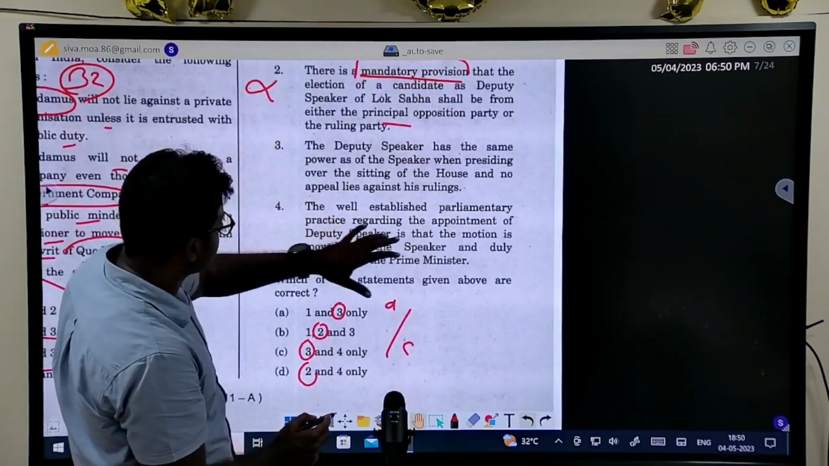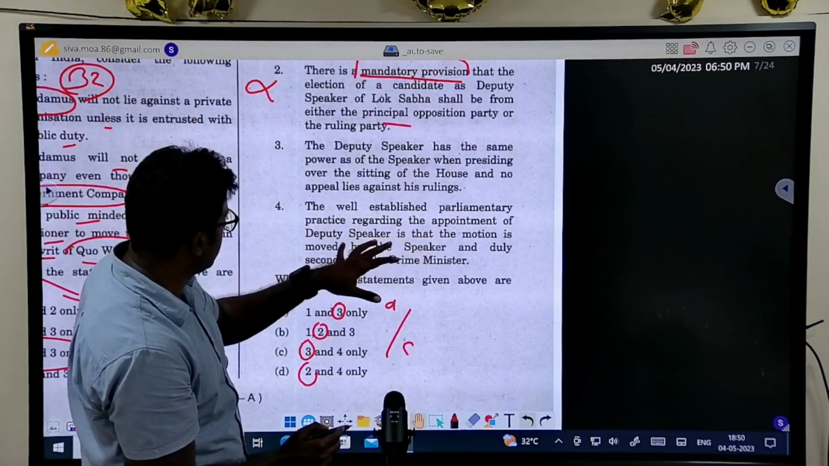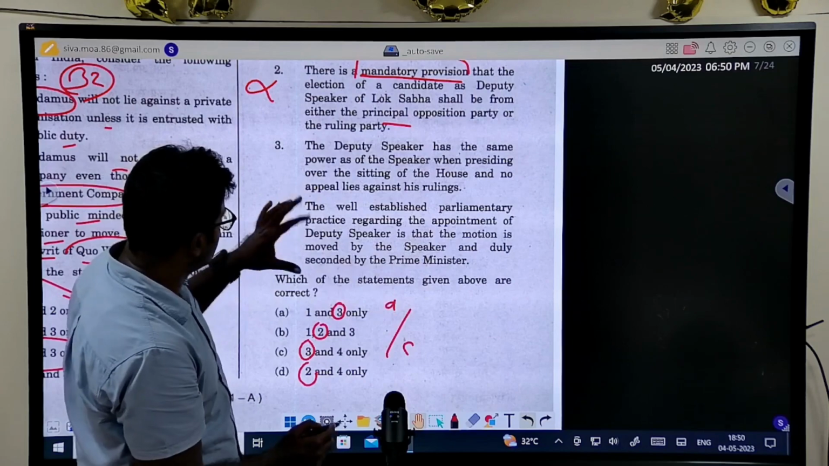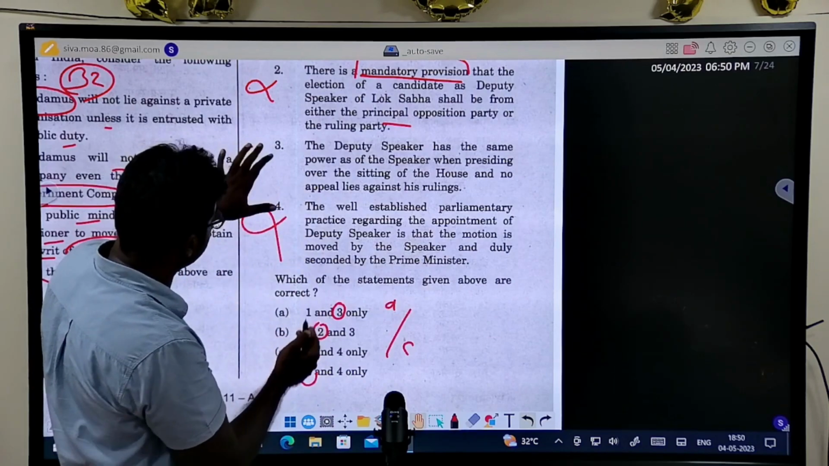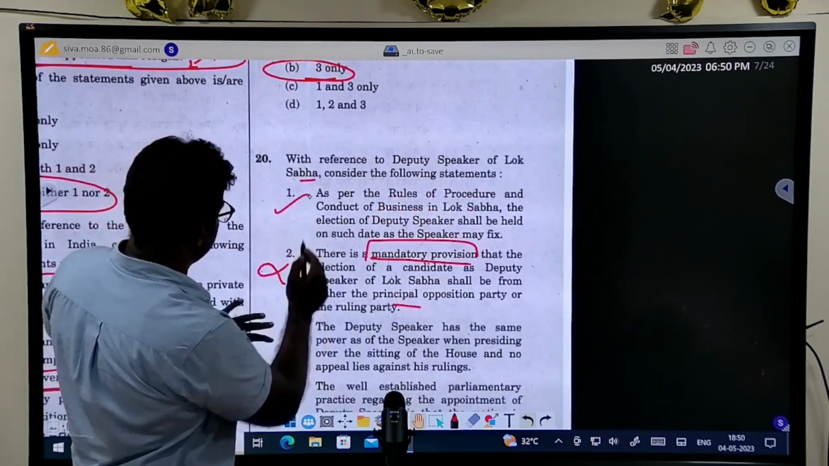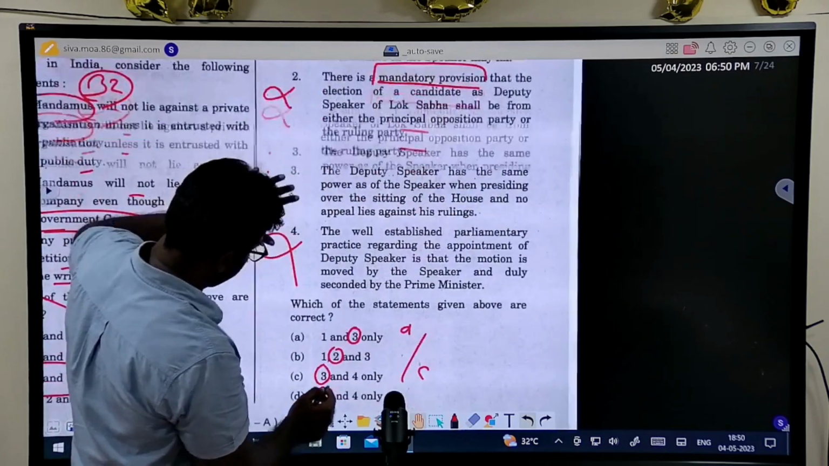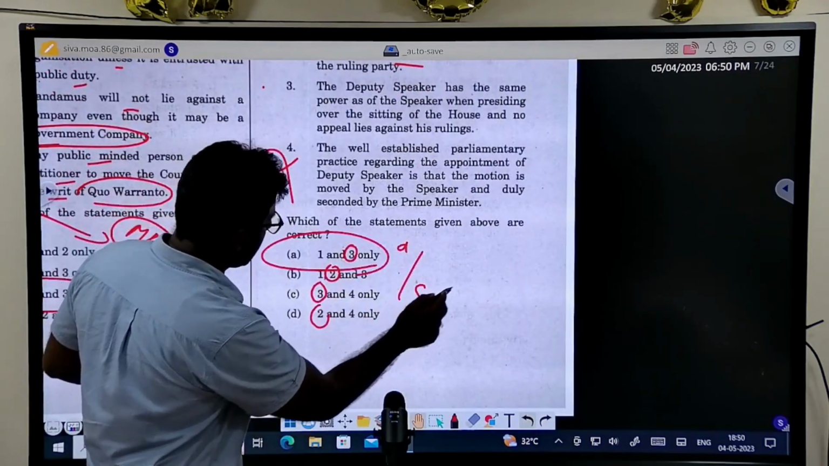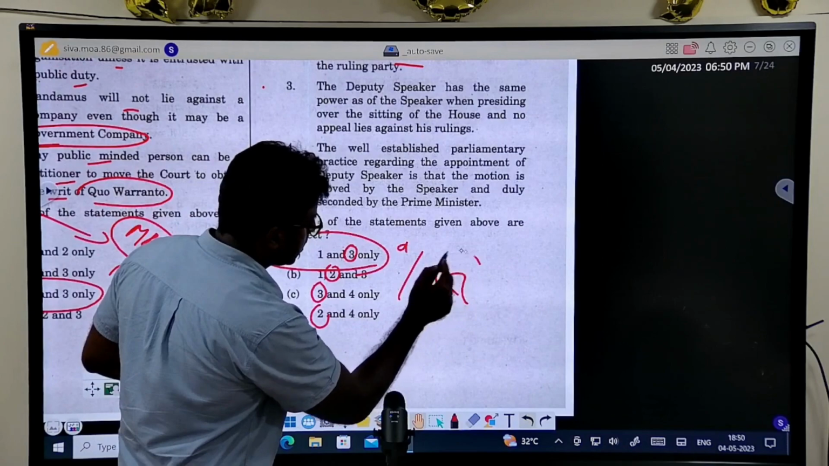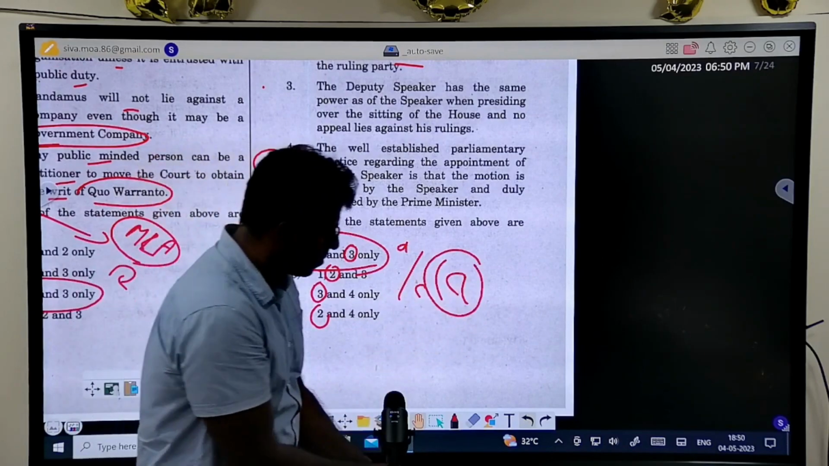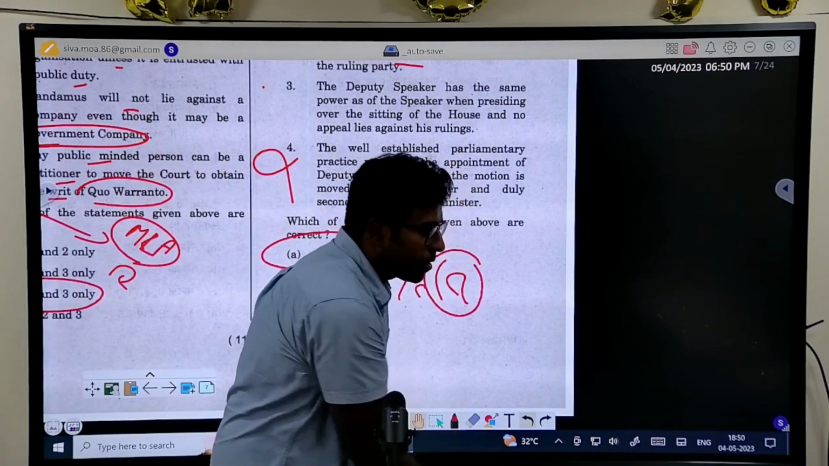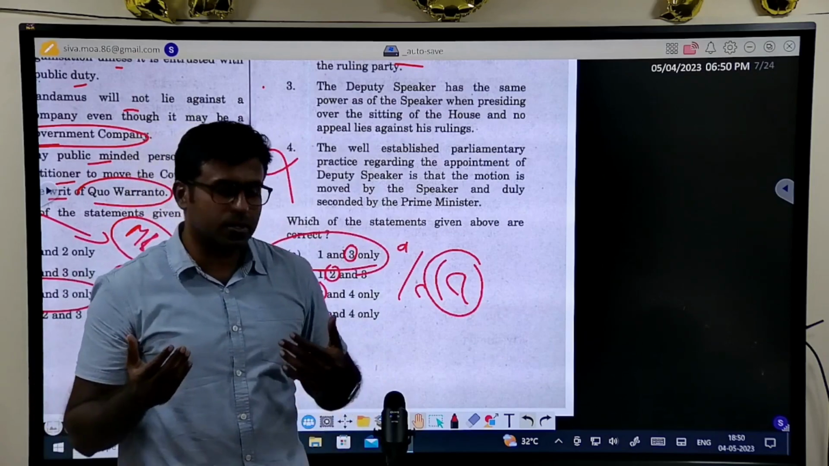The well-established parliamentary practice regarding the appointment of days, that motion moved by. See, no, this is there. I have not seen this, but yes. So A is the answer. So this is how you solve these questions. This is how you take some time and assess all these questions. You will actually clear the cutoff.